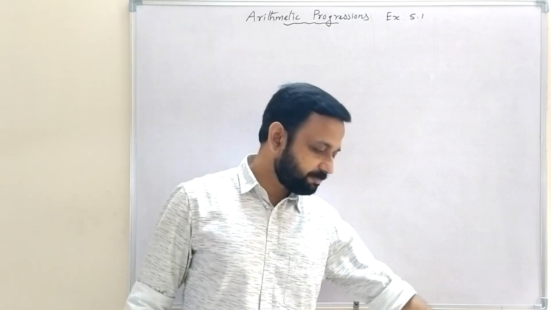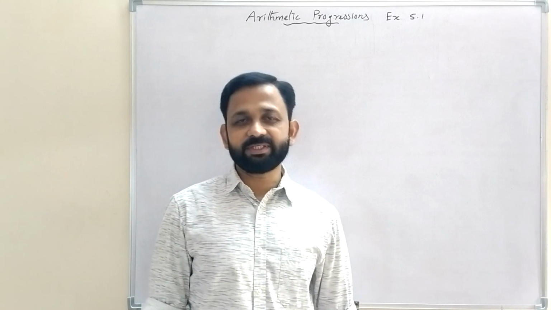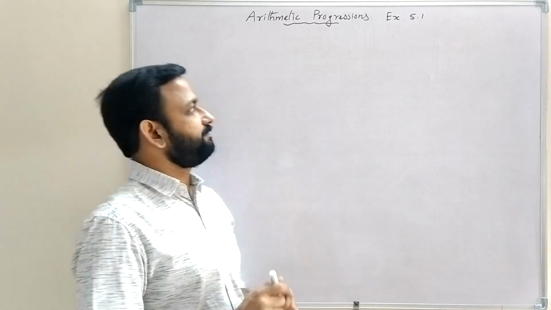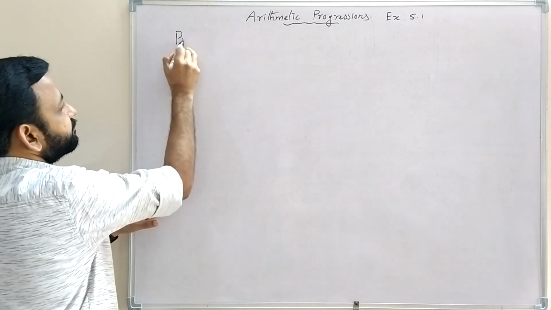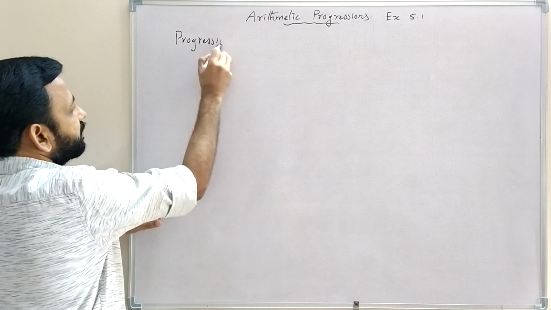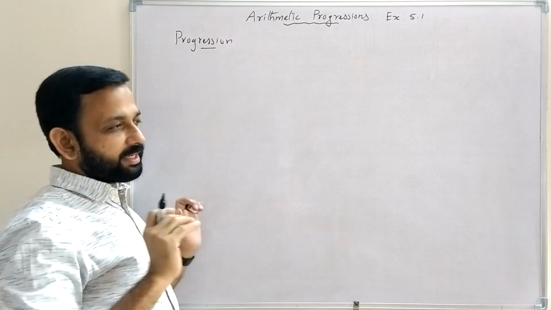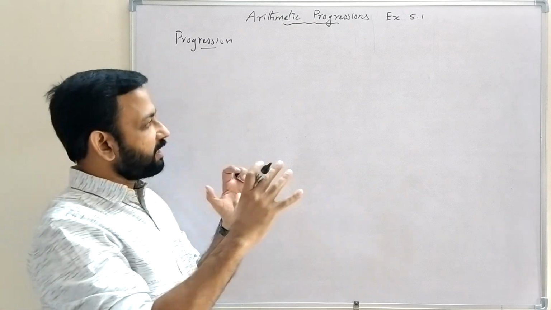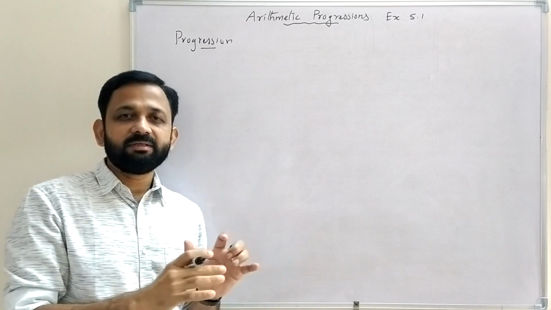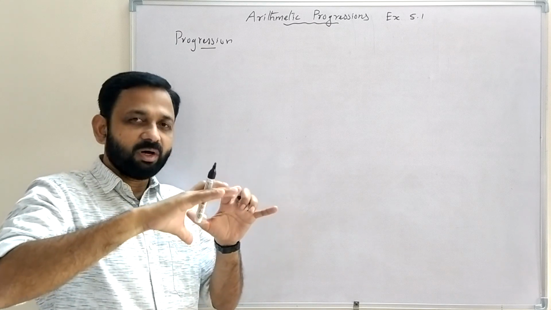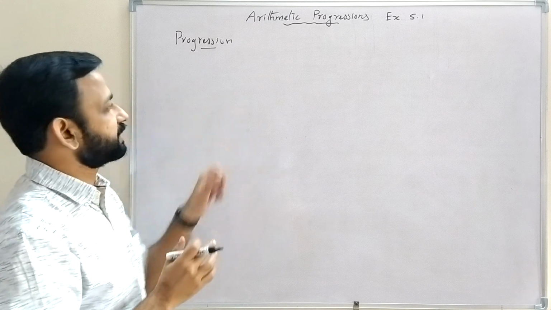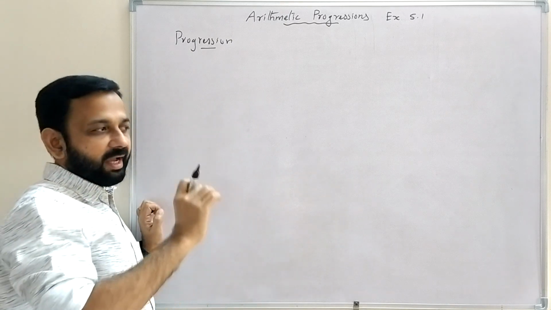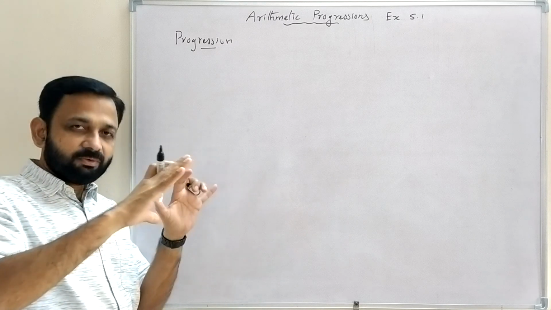Today we will learn chapter 5, arithmetic progressions. Progression. Progression is a list of numbers which are arranged in a particular order according to a particular rule or formula. So that is progression: a list of numbers arranged in a particular order and according to a particular formula.